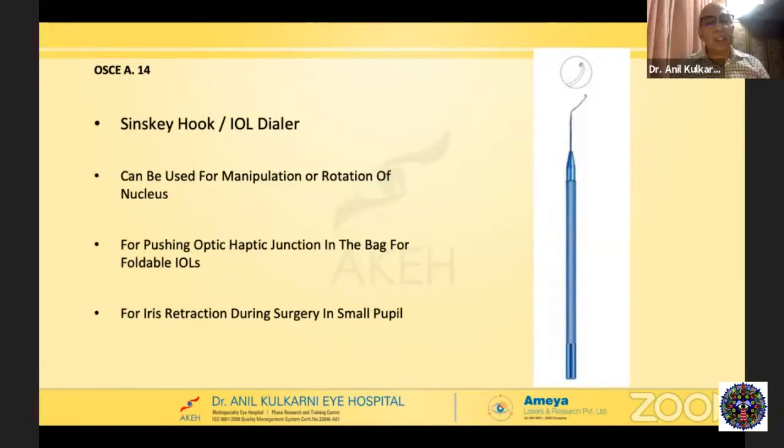Other uses: it can be used for manipulation or rotation of the nucleus after hydrodissection and hydrodelineation has been done. This is also used for pushing the optic-haptic junction for in-the-bag placement, even for foldable IOLs. And this is also used for iris retraction when you want to do surgery in a small pupil, in case you are not using iris hooks or capsular hooks for dilating the pupil.